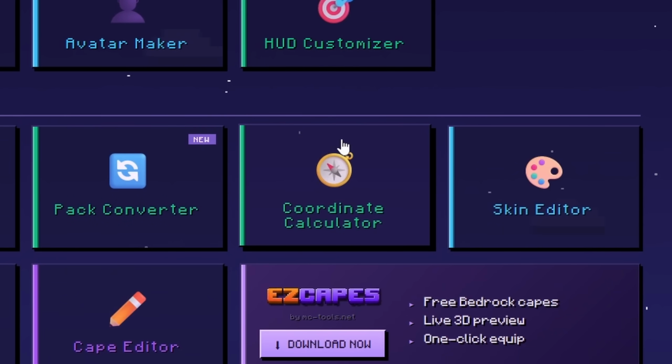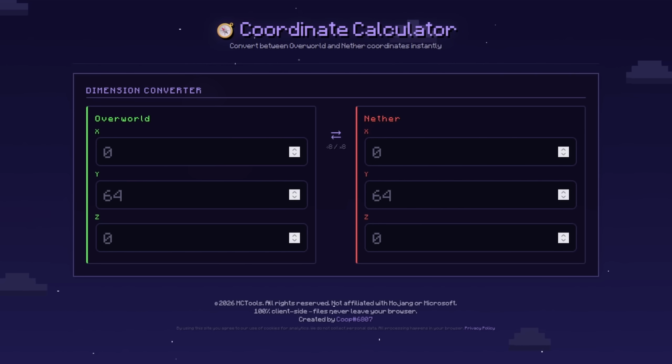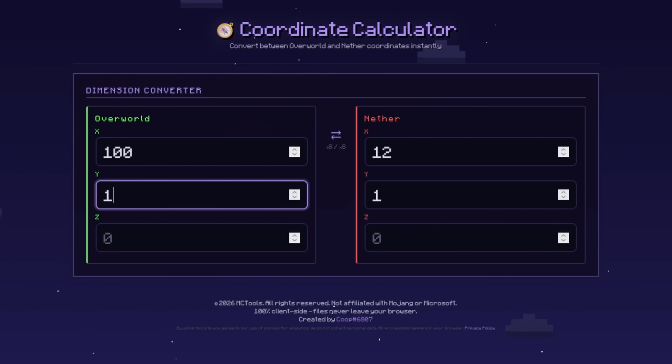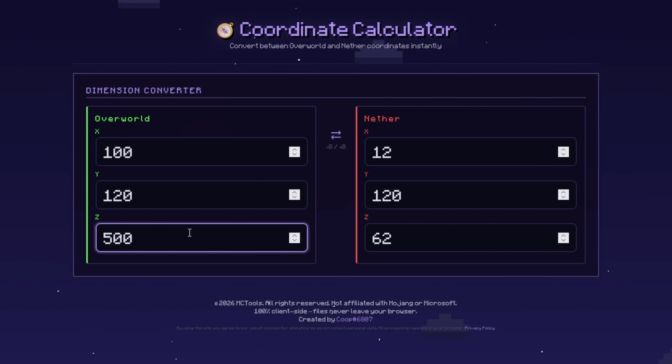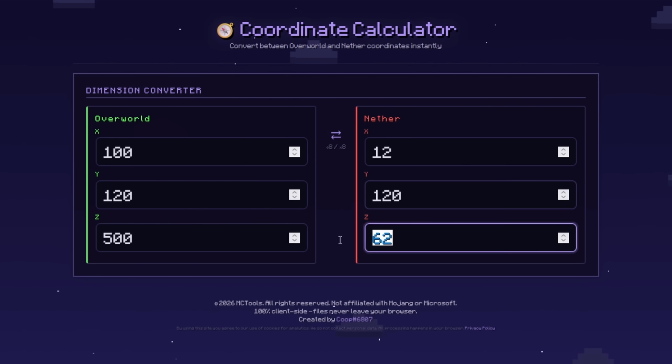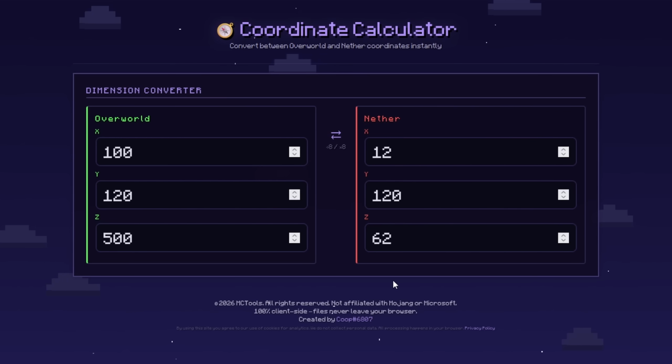Then there is the coordinate calculator. In other words, a dimension converter. So this basically allows you to input overworld coordinates, and it will then tell you where you will end up in the nether. So if I make a portal at 100, 120, and then 500, then these are the coordinates I will end up in the nether. Just nice, simple, and cool.